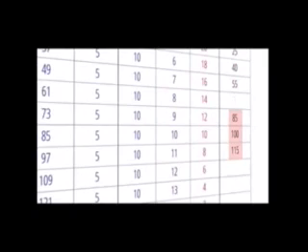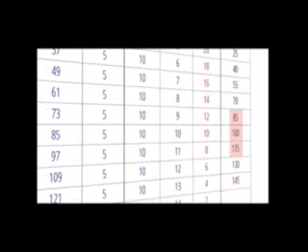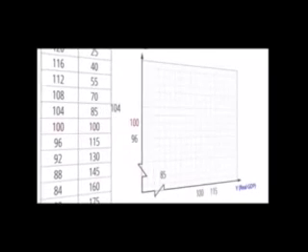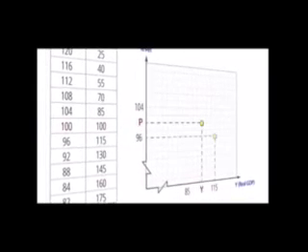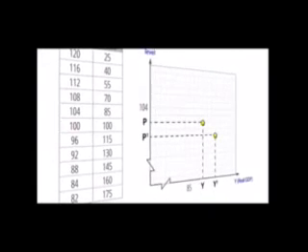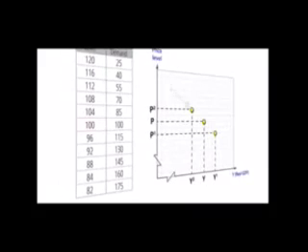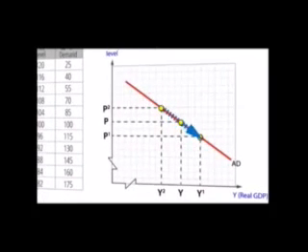Looking at the relationship between AD and the price level graphically, we see that an AD curve will slope downwards. A fall in the price level, from P to P1, will cause the quantity demanded to increase from Y to Y1. The downward slope of AD is explained in terms of the following effects.